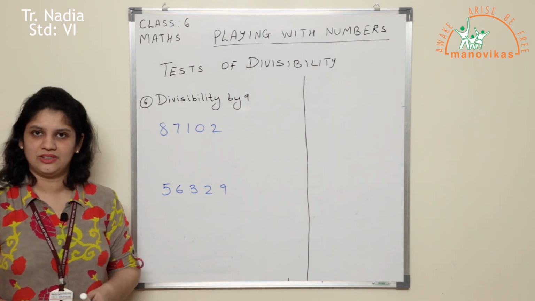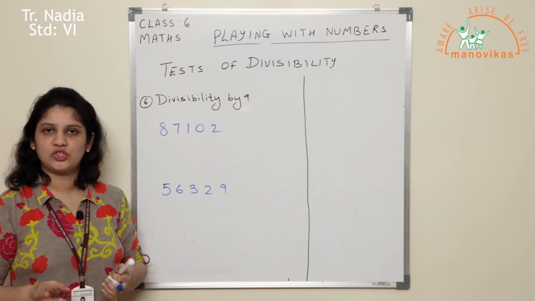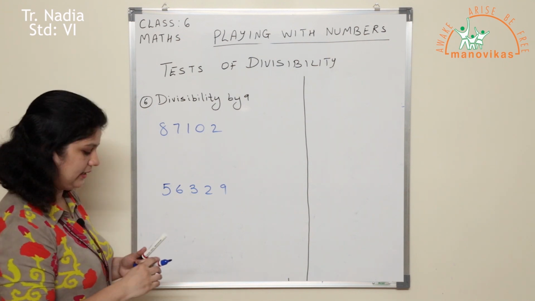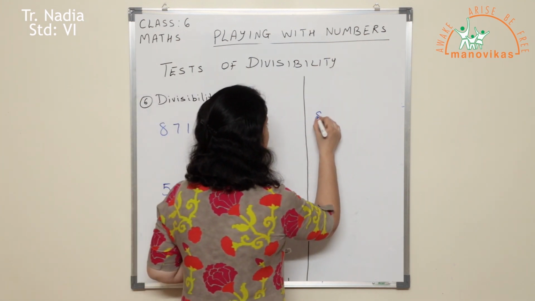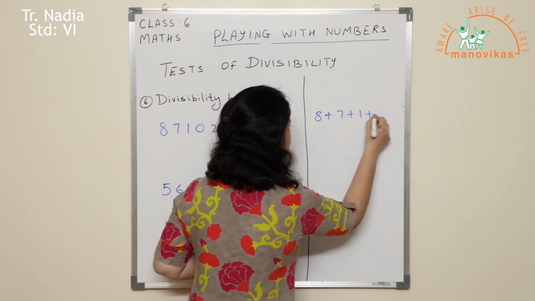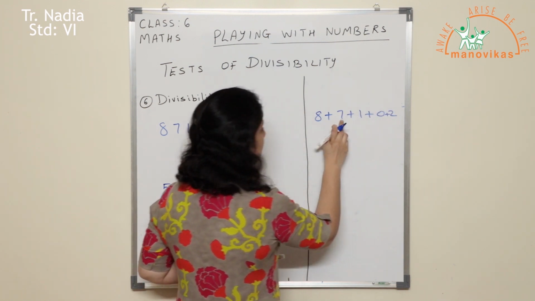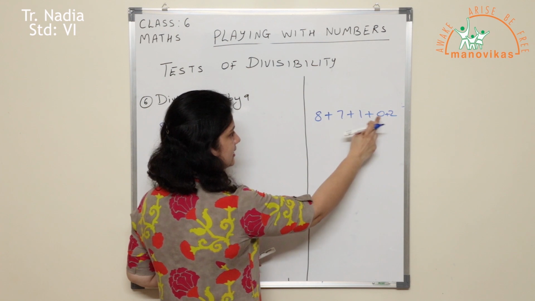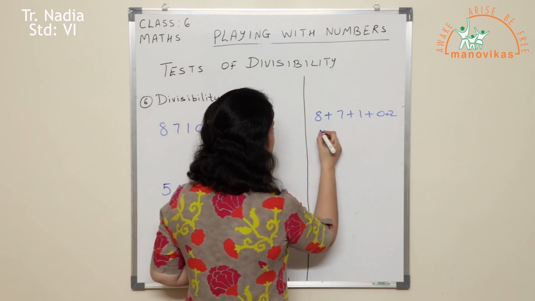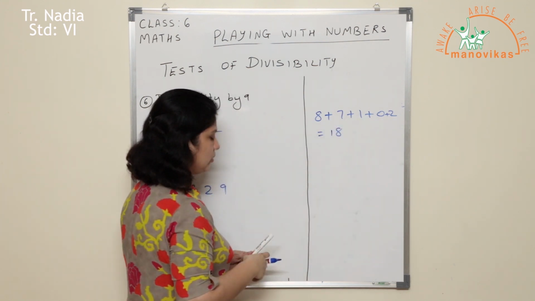You have to add up the digits. The answer that you get, you have to check whether it's a multiple of 9. So take it in the rough column and add the digits. 8 plus 7 is 15, plus 1 is 16, plus 0 is 16, plus 2 is 18. I got the total as 18.